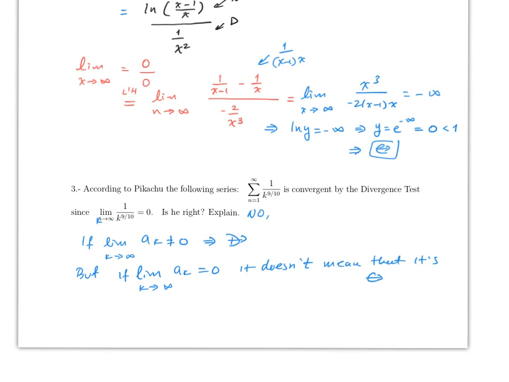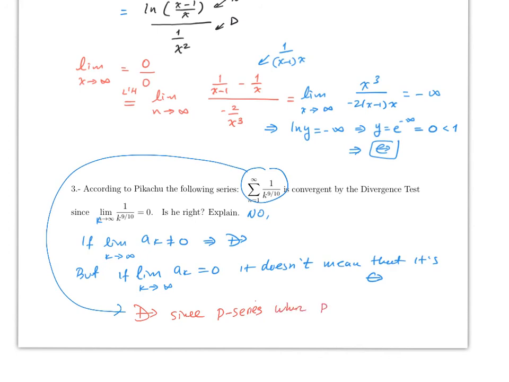And the particular problem we have here, this is actually divergent, since this is a p-series where p is equal to 9 over 10, which is less than 1.